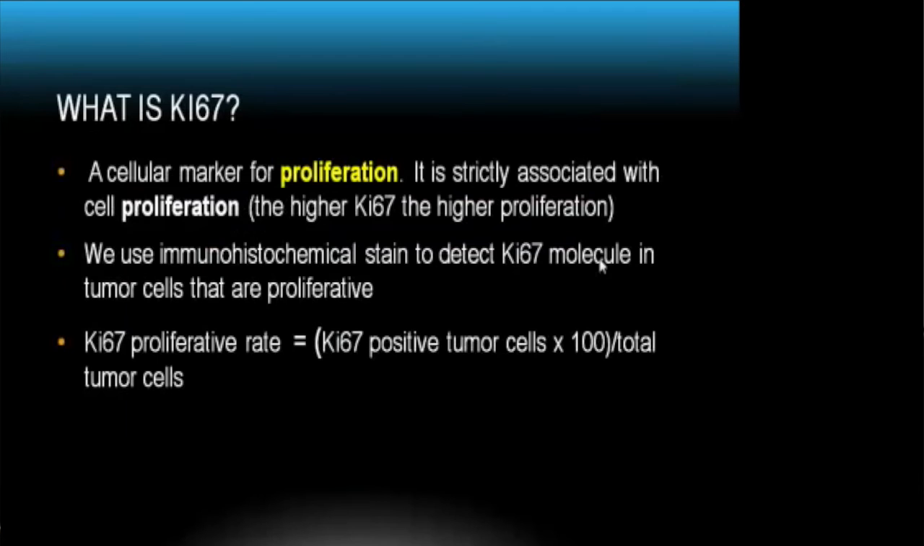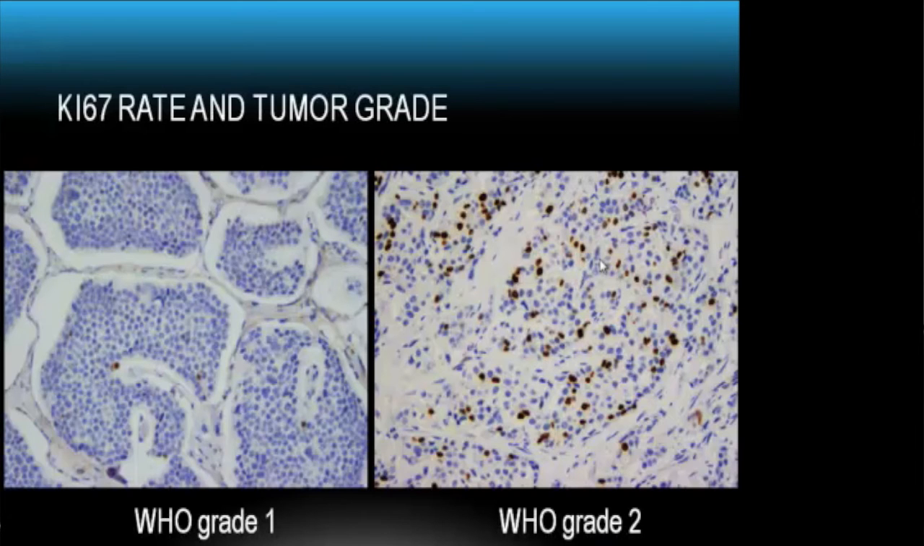So what is Ki-67? Ki-67 is a cellular marker for proliferation. It is strictly associated with cell proliferation. Basically, a high Ki-67 means high proliferation and probably faster tumor growth. We also use immunohistochemical stain to detect the Ki-67 molecule in the tumor cells that are proliferating. So the Ki-67 proliferative rate is the percentage of Ki-67 positive tumor cells in total tumor cells. I have 2 examples here.